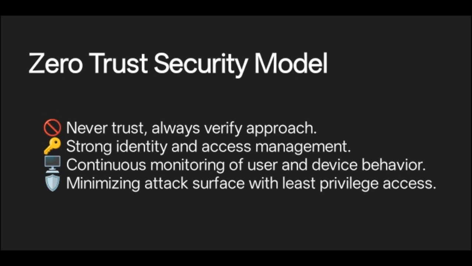To summarize, the zero trust security model is built on 4 key pillars. 1. Never trust, always verify, no automatic trust for anyone, inside or outside the network. 2. Strong identity and access management, multi-factor authentication and conditional access. 3. Continuous monitoring of users and devices, detecting unusual or risky behaviors in real time. 4. Least privilege access, minimizing the potential damage of compromised accounts.